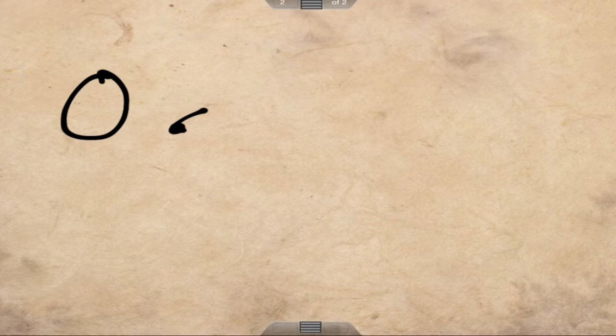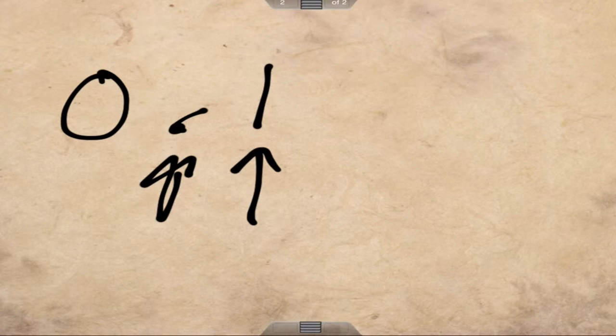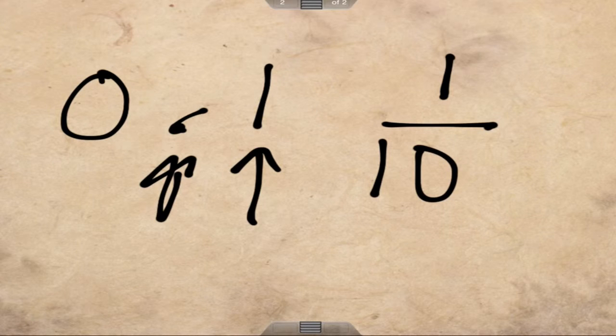A couple more. So let's say I have 0.1. 0.1 is 0 and 1. The 1 is in the tenths, so it's 1/10. So that one's pretty easy. 0.1 is 1/10.